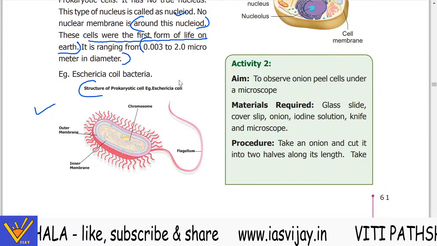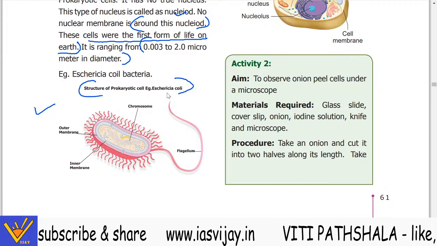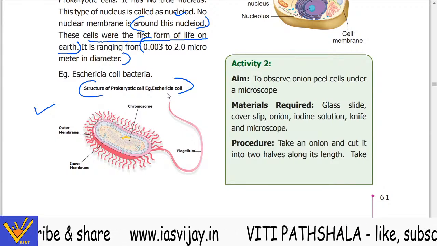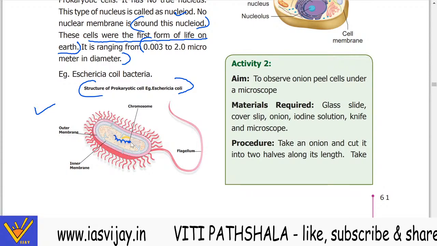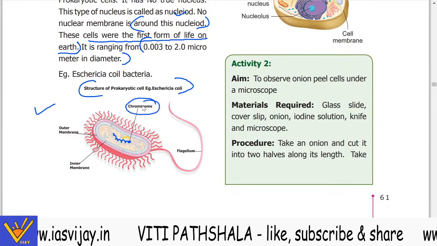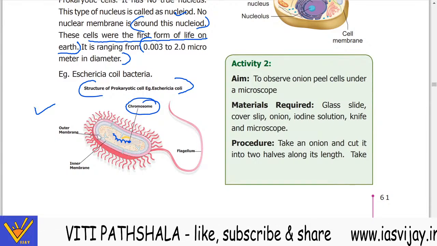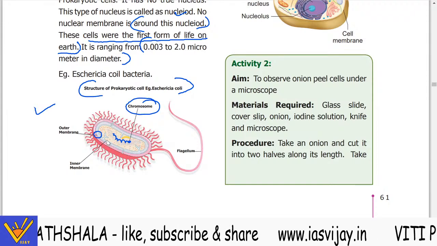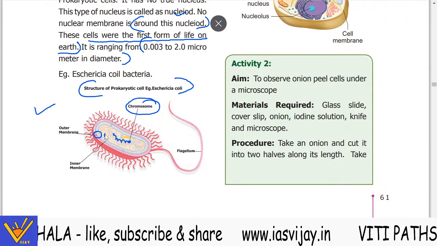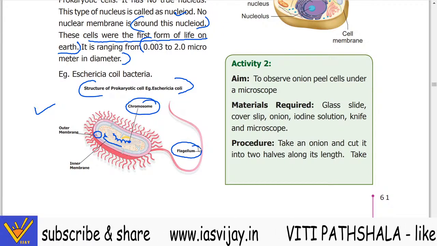Now this is the structure of the prokaryotic cell of the Escherichia coli bacteria they have shown. You will see here, this is the chromosome in between, and the blue one you will find is the outer membrane, and this one is the inner membrane, and this is the flagellum.